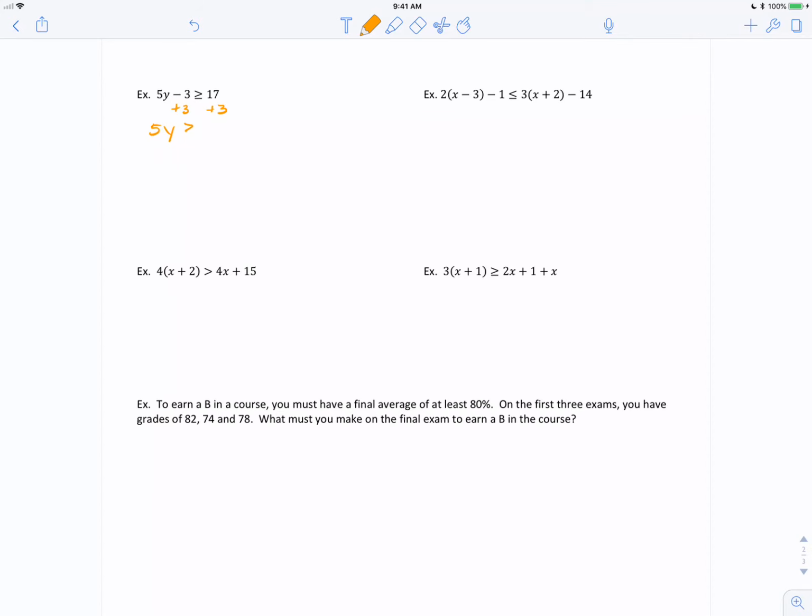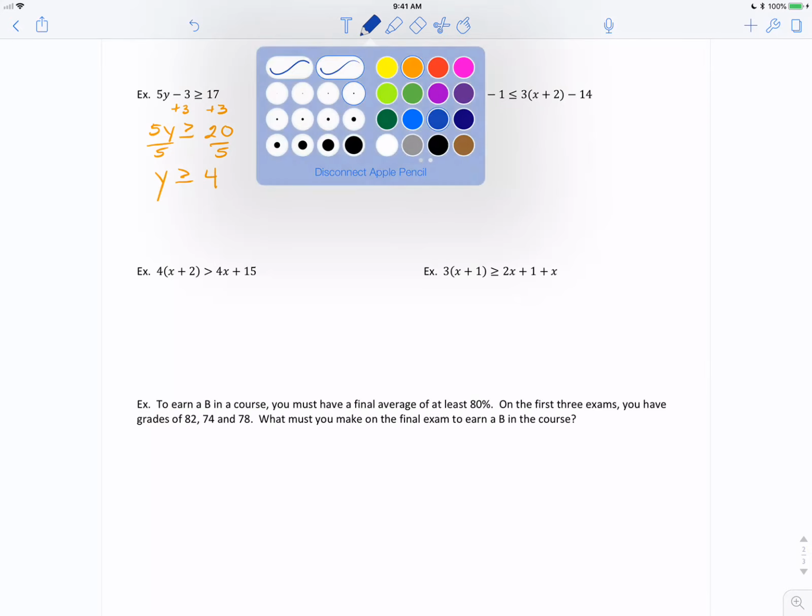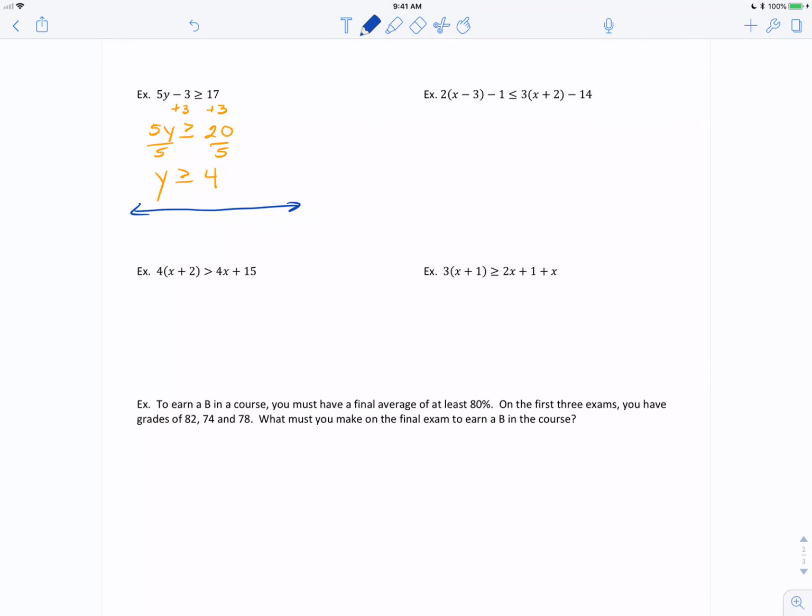We've got 5y greater than or equal to 20, divide by 5, so y is greater than or equal to 4. I don't know why I did that one in orange. Equal to, so that's a bracket. Interval notation, 4 bracket to infinity.